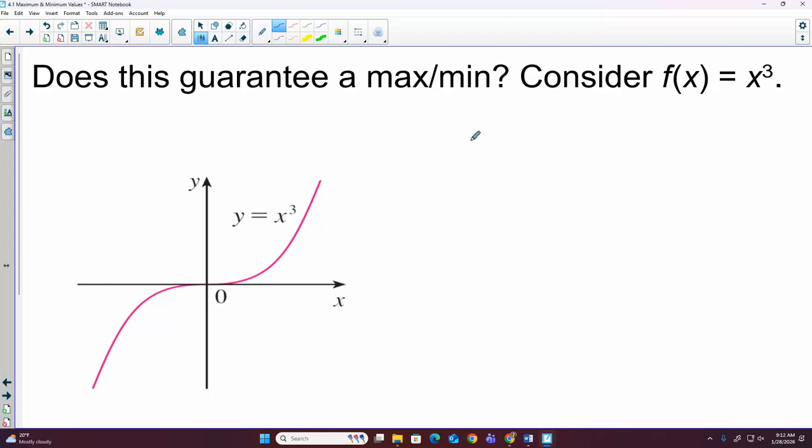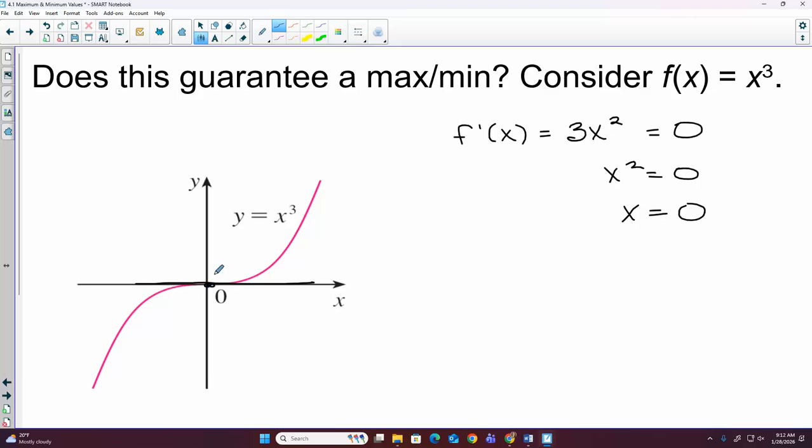If we think about x cubed, the derivative is 3x squared. If I set that equal to 0, x squared equals 0, so x is 0. So at 0, we have a horizontal tangent line. Do I have a maximum or minimum at 0? No. So the maximum happens when the derivative is 0, but just because the derivative is 0 does not mean it has to be a maximum or minimum. It means it could be.